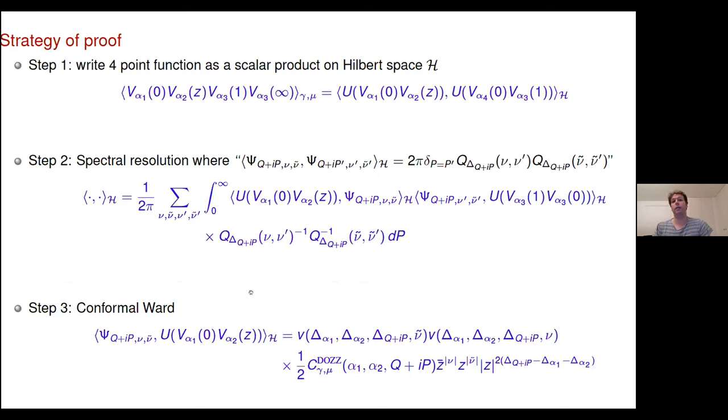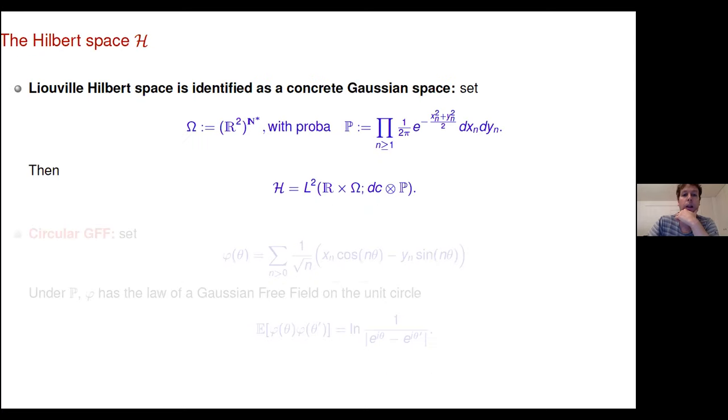So that's roughly the take-home message: we take our probabilistic construction and condition our Gaussian free field by its value on the circle, and it splits our four-point correlation function as a scalar product. Then we expand the scalar product on a Fourier-type basis, and we compute the scalar products with this Fourier basis using the conformal symmetry of our theory, the so-called conformal Ward identities. Okay, so I'm running out of time. I'm going to finish with this slide.